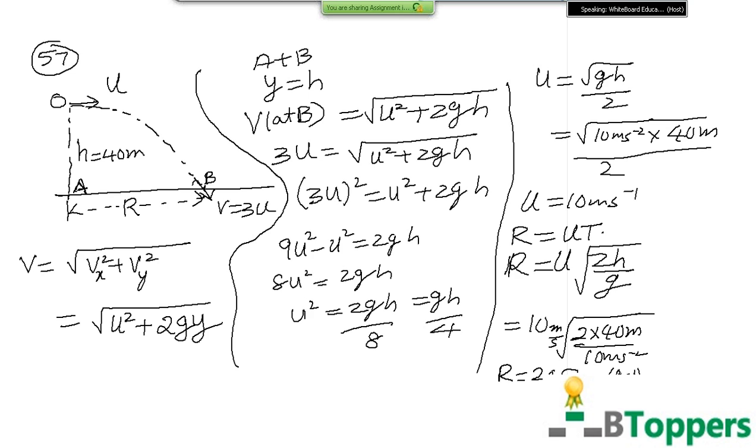So those students who want to copy the solution of the problem, they can copy the solution of the problem. In case you need more time to copy the solution of the problem, you can take a pause now and copy the solution of the problem.